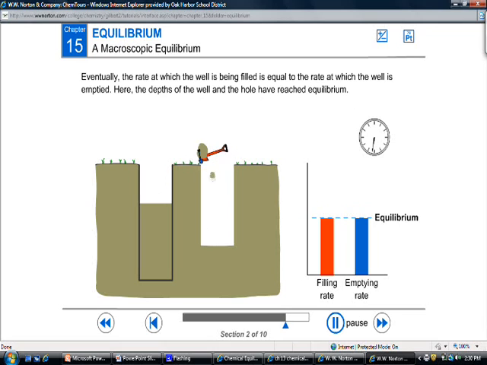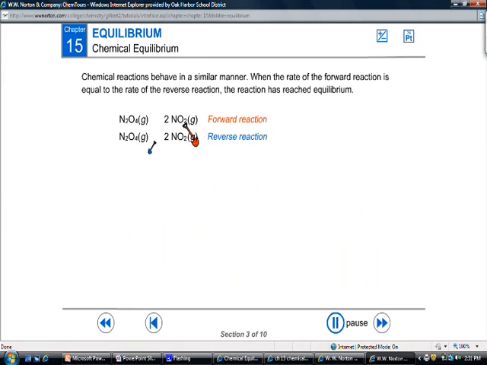So if we speed this up, eventually the rate at which the well is being filled is equal to the rate at which the well is being emptied. Here, the depths of the well and the holes have reached equilibrium. So this system is at equilibrium. No matter how long we watch it, as long as they keep using the same system and the temperatures don't change and all of those kinds of things, the opposite reactions are occurring at the same rate. That is equilibrium. The filling rate, you'll notice, is equal to the emptying rate.